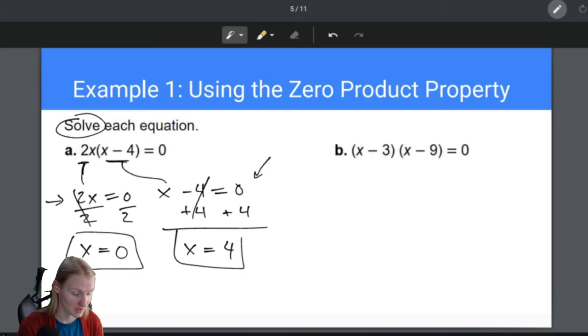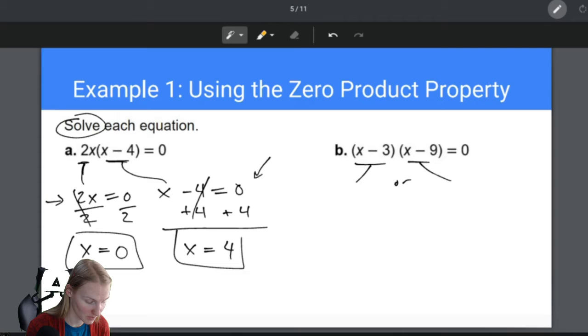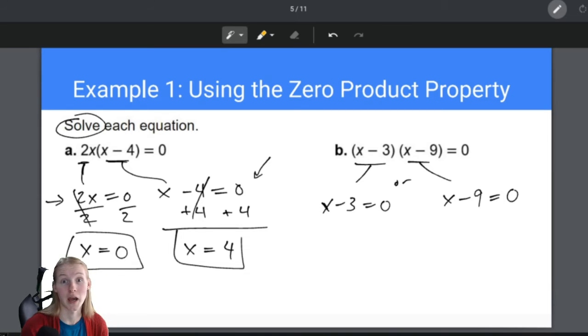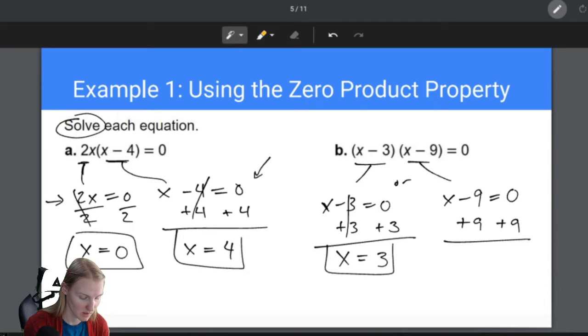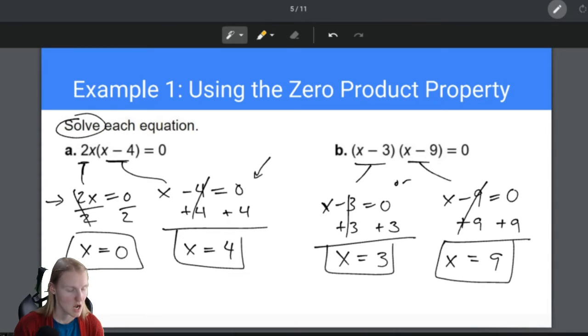So, remember the zero product property tells me that this is 0 or this is 0. So, I get x minus 3 equals 0 or x minus 9 equals 0. And now we just solve for x. So I'm going to add 3 to both sides. Ta-da! X is by itself. And now I'm going to add 9 to both sides. That goes away. And x equals, I think you see a pattern, or hopefully you see a pattern.